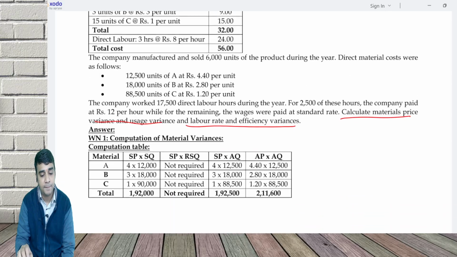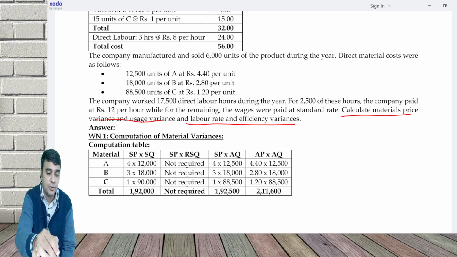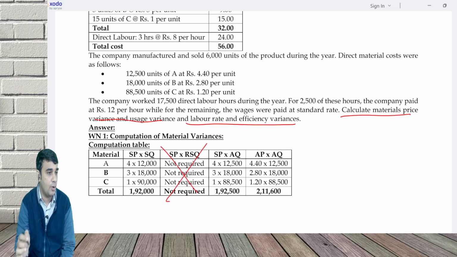In fact, sometimes you can even ignore this. In the table, you can ignore SP into RSQ. If a question is not asking for mix and yield variance, you can use the table which you use for single material. That's your wish. I would prefer you to use that table directly itself. In the solution, I have not done that because sometimes you will get confused.